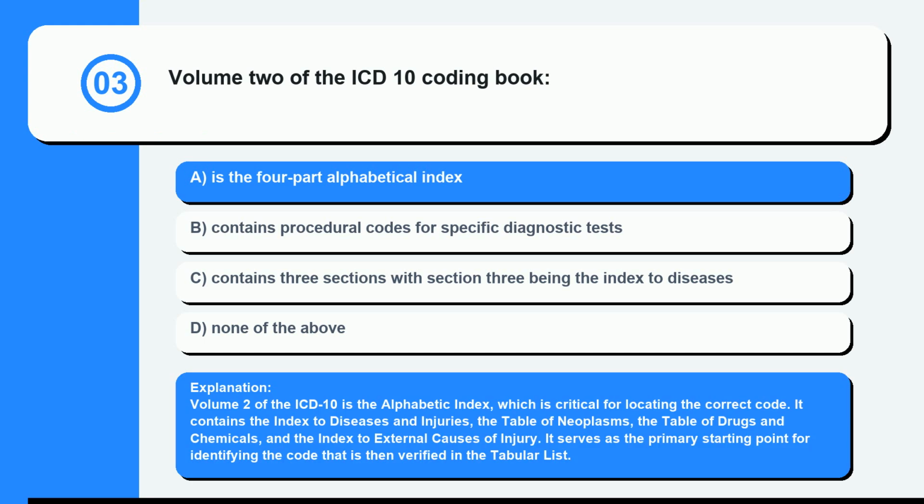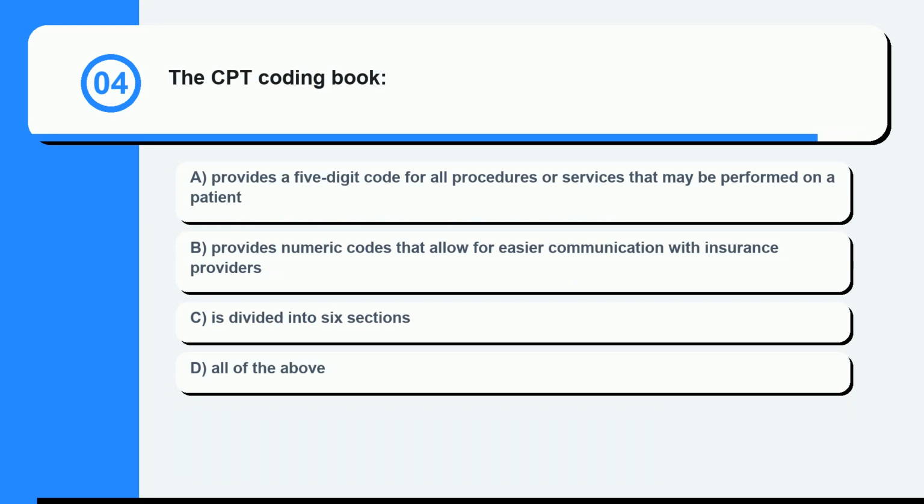Is the 4-part alphabetical index. Volume 2 of the ICD-10 is the alphabetic index, which is critical for locating the correct code. It contains the index to diseases and injuries, the table of neoplasms, the table of drugs and chemicals, and the index to external causes of injury. It serves as the primary starting point for identifying the code that is then verified in the tabular list.